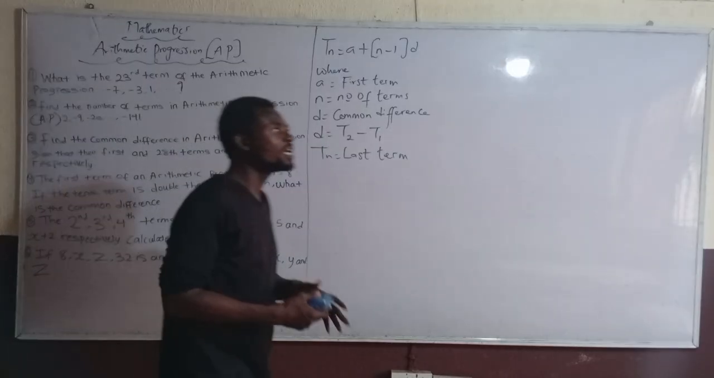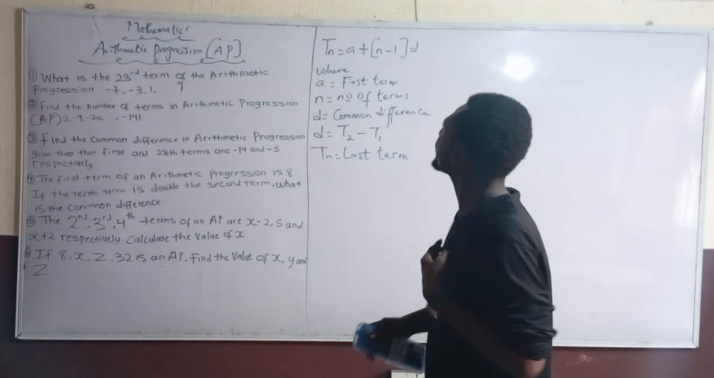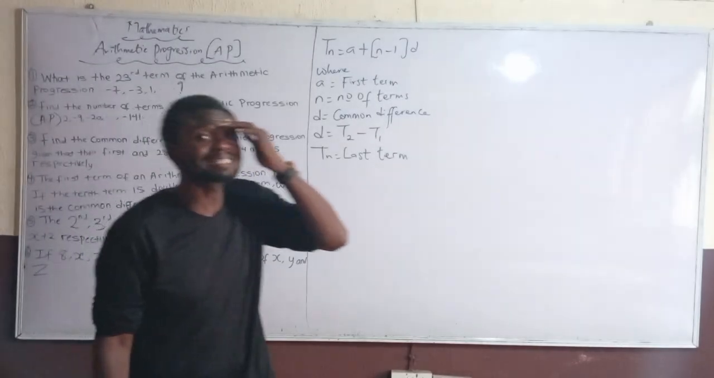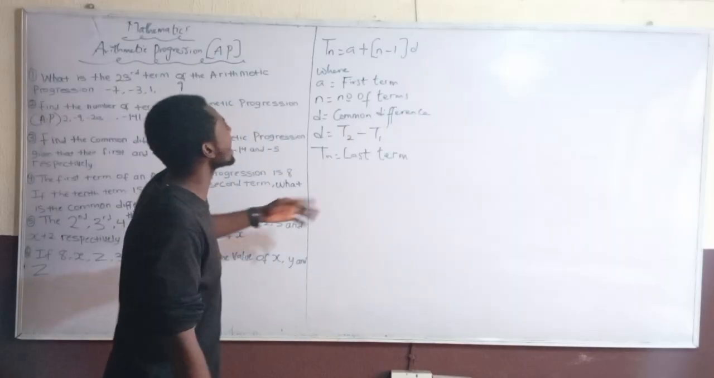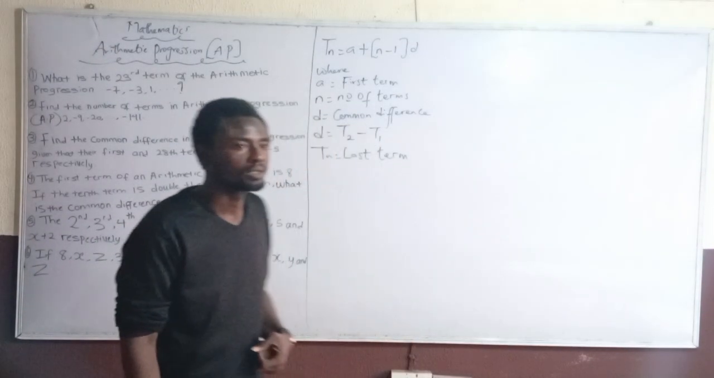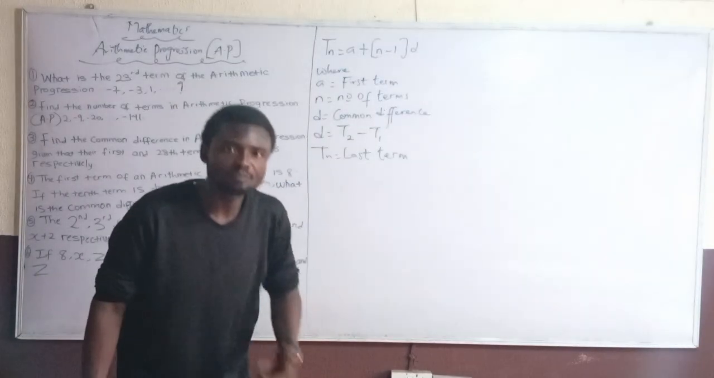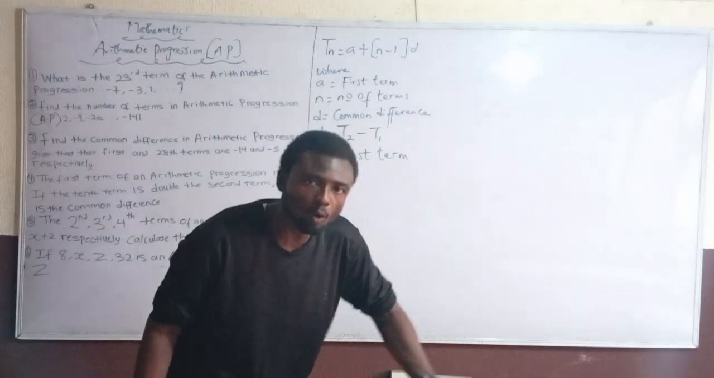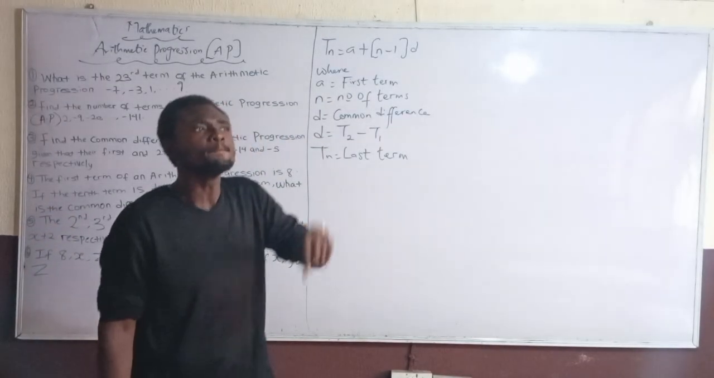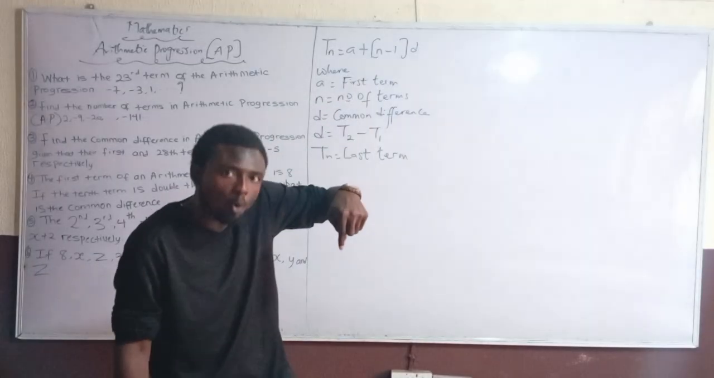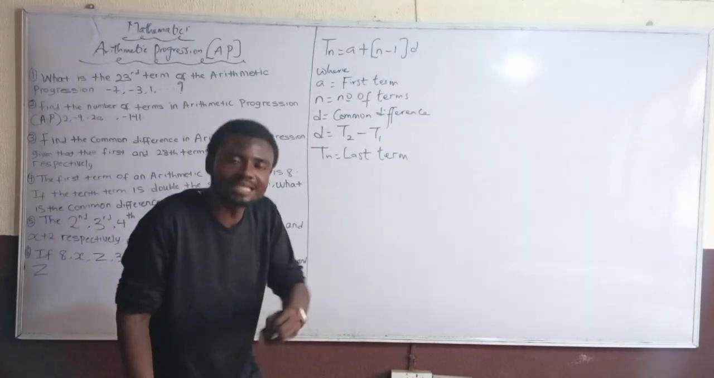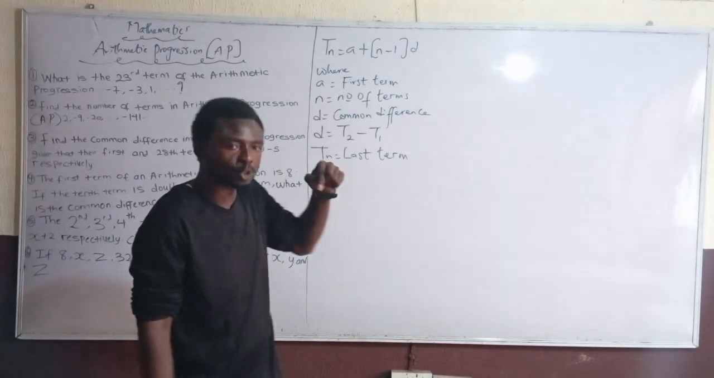Now let's move on. If the first term is A, the second term is A plus d. Now n is the number of terms. For easy understanding, I call it position. Now if you are told to find the second term, T2 means that n is 2. T3 means that n is 3. T4 means that n is 4. So if the first term is A, the second term is A plus d, because for the second term, the number of terms must be 2. It becomes 2 minus 1, 1. 1 times d, d.